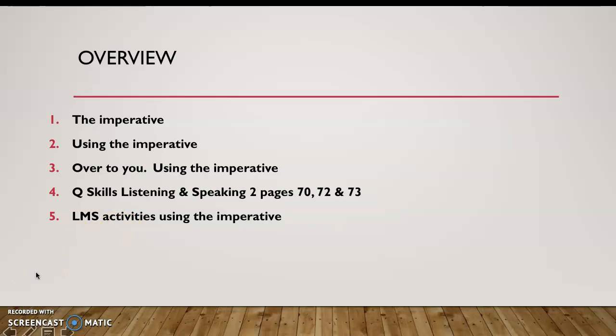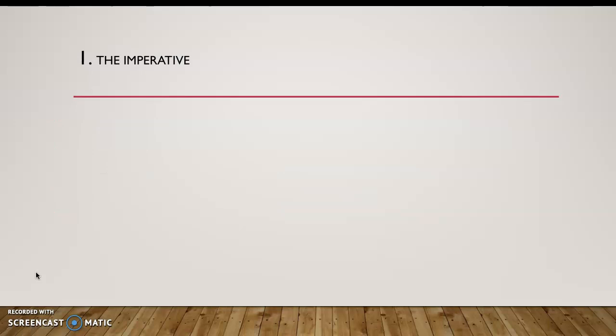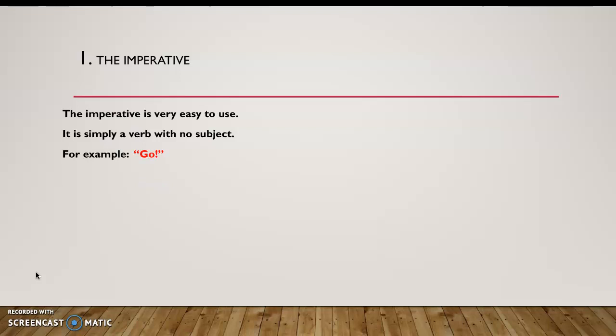Okay, let's get started. The imperative. First of all, it's very easy to use, and I'm going to show you how. It's simply a verb with no subject. Now, what do I mean by that? Well, let's take a look. For example, go. You see, there's a verb there, and there's no subject. It doesn't say I go, or you go, or they go, just go.